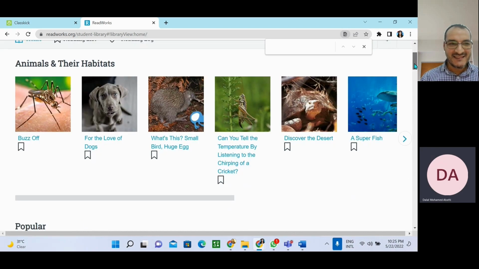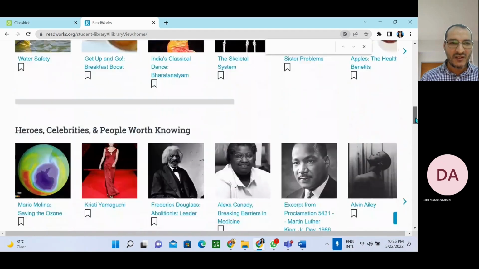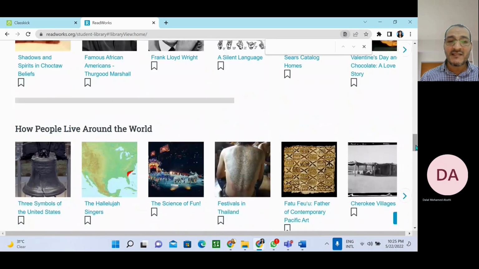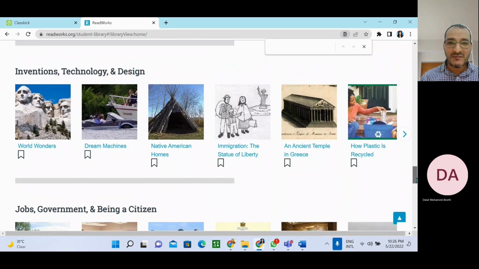Hamail's library, masha'Allah. Okay. So let's see how you can make use of it. A lot of genres actually. And there's a search bar, Hamail. Festivals in Thailand and so on, many.